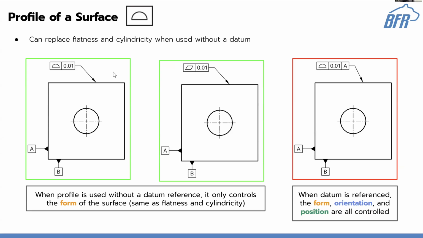Yeah, and profile is pretty flexible: if you don't include any datums, it only controls the form of the surface because it has nothing else to reference it against. You can't control location without a datum because I can't tell you the absolute position of something if my part is allowed to move around completely. So the only thing I could do is say the surface is this flat. That's why these two are the same thing. If I don't refer to a datum, it's basically a flatness dimension. And then when a datum is referenced, you can control everything with it.